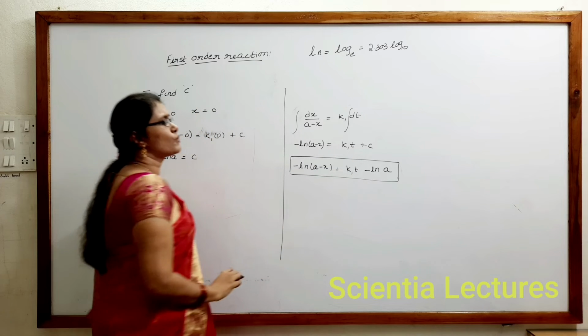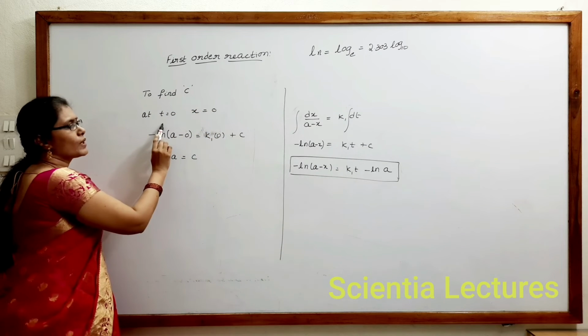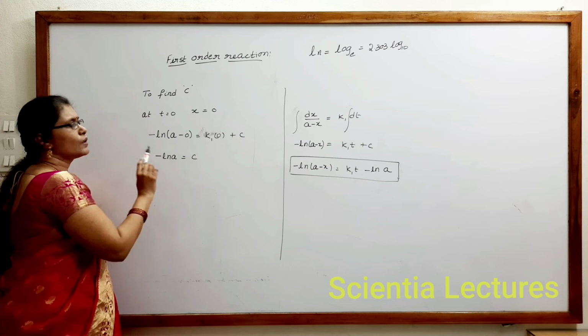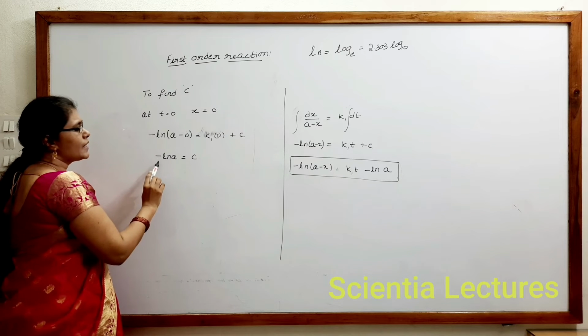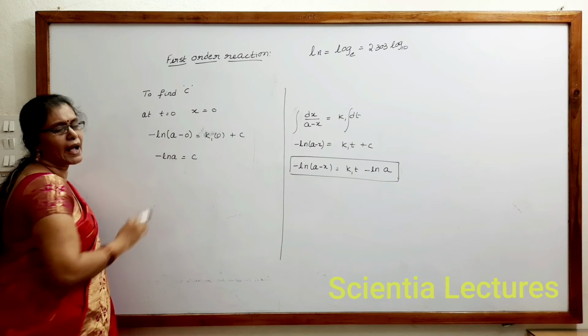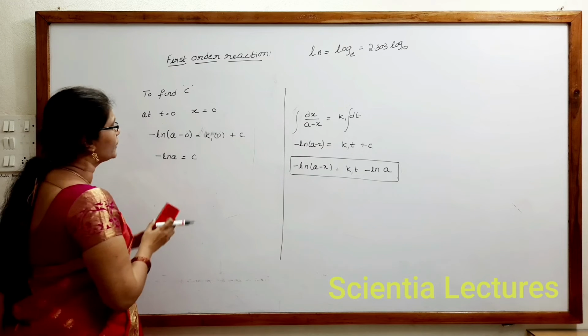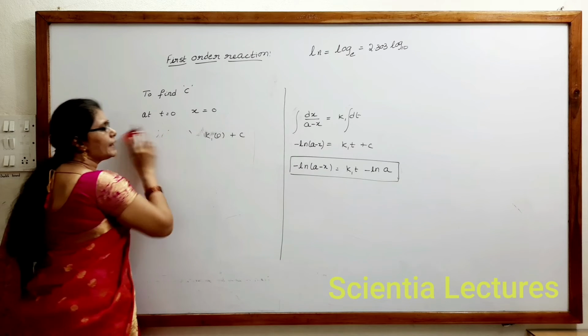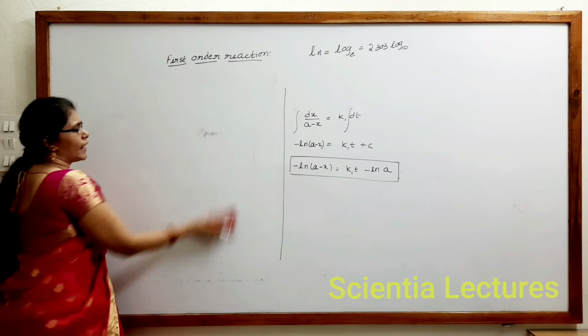What is the methodology to find the constant? At t equal to 0, x equal to 0, we will get minus ln a, that is minus log base e a, as the c value. If you substitute that, you will get the rate equation of first order reaction.